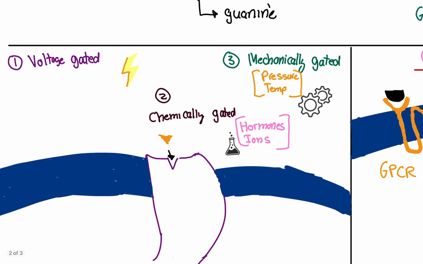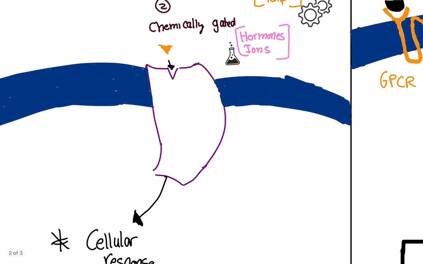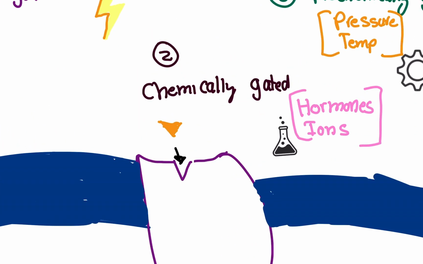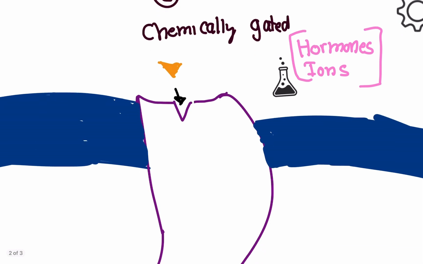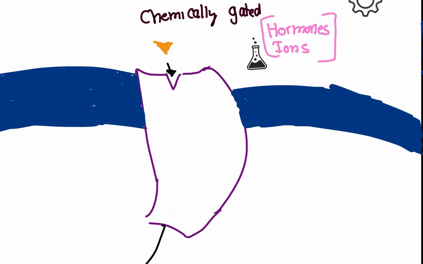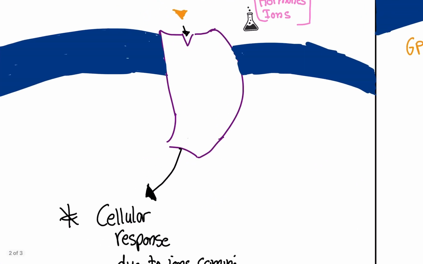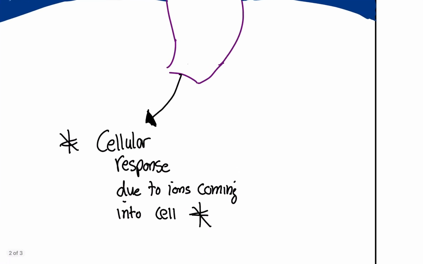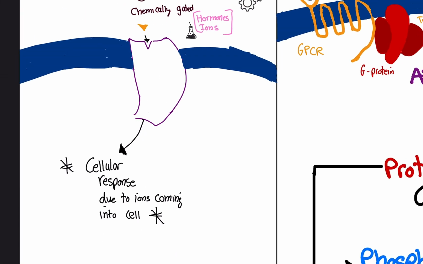The other way was chemically gated. For example, we have hormones binding, or a certain ion binding. We would have the ligand, which we said was like a substrate. It could be a hormone, could be an ion, could be whatever, something chemical. It would bind to our little protein, our channel essentially, and you get a cellular response, usually due to ions coming into the cell.